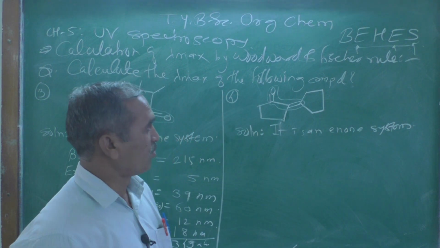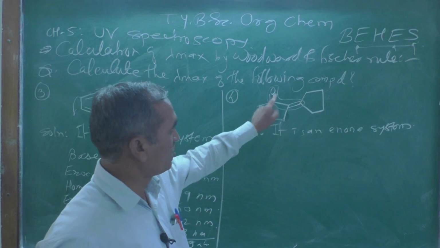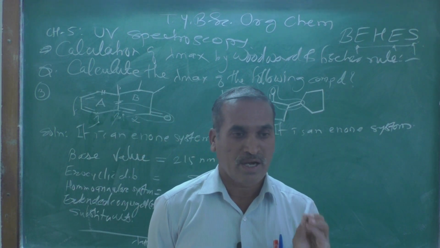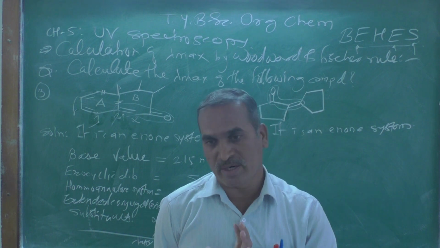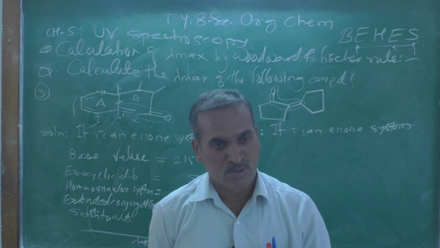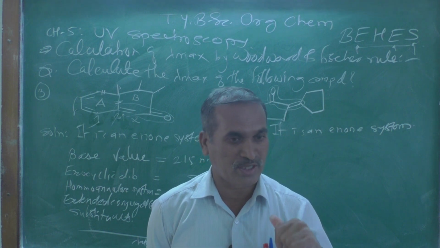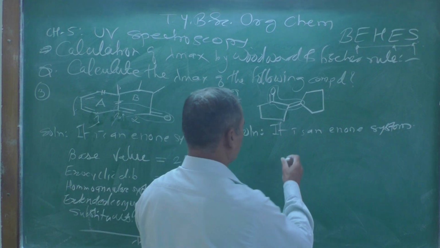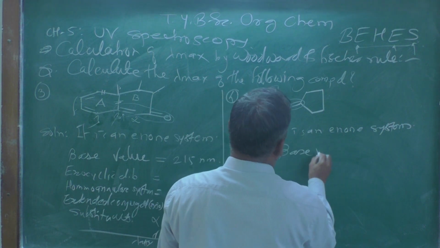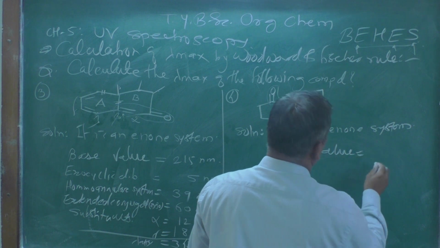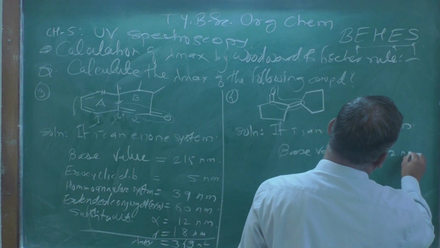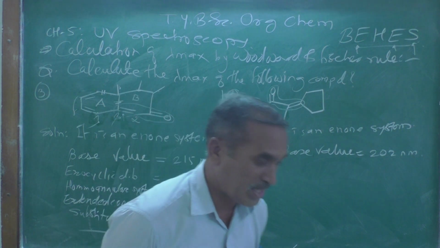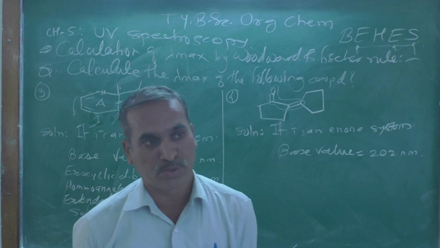Now let's see the enone system over here. Now see the carbonyl group. The carbonyl group is attached to the 5-membered ring. Now tell me what base value I should consider here. Base value should be 202 nanometer. If a 5-membered ring is there, then you should take the base value as 202 nanometer.